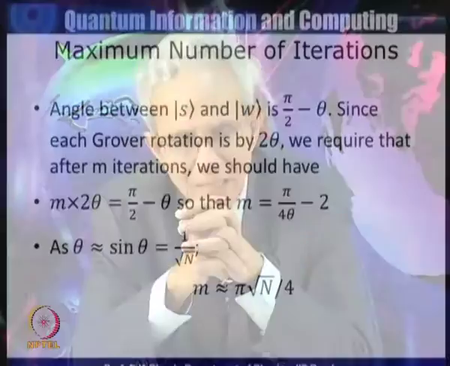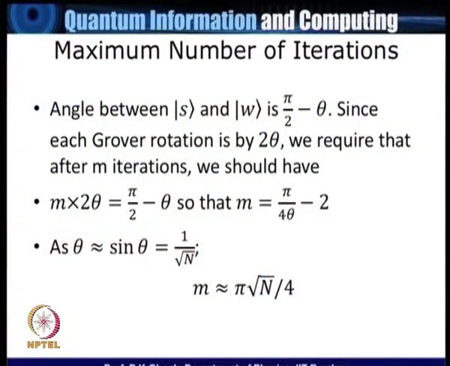That's very easy to calculate. Look at the slide that gives you the structure. I will work it out on the table. The angle between S and W in our diagram that I showed you last time was pi by 2 minus theta, because I had taken sine theta equal to 1 over square root of n. Now since each Grover rotation rotates it by an angle 2 theta, if you have m number of rotations, the angle of rotation is m times 2 theta.